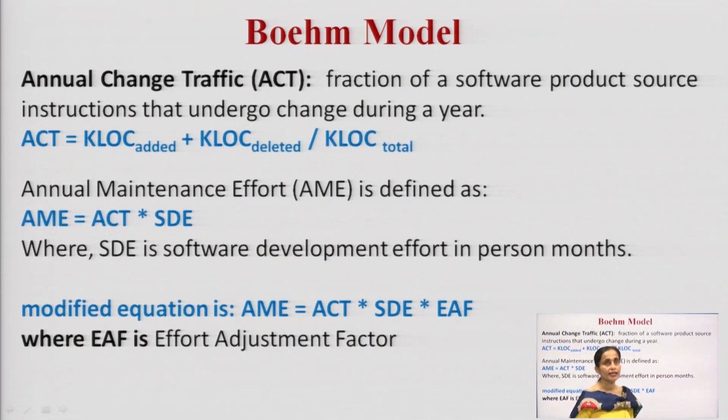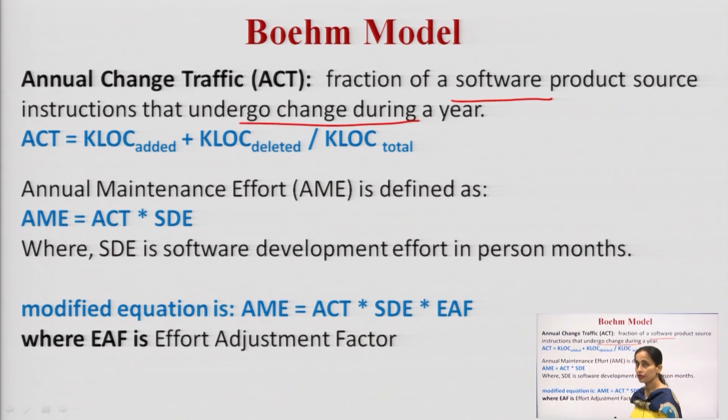So, annual change traffic is defined as the fraction of software product source instructions that undergoes changes during a year. It is calculated from the lines of code that are added and the lines of code that are deleted, means all the modifications in the form of addition and deletion, divided by the total number of lines of code at present. These are calculated during a year, and that gives me the ACT, that is annual change traffic.